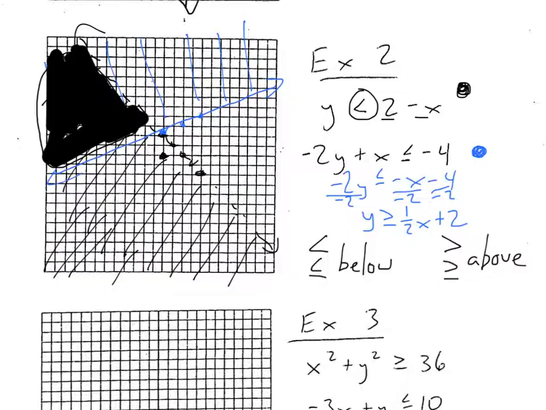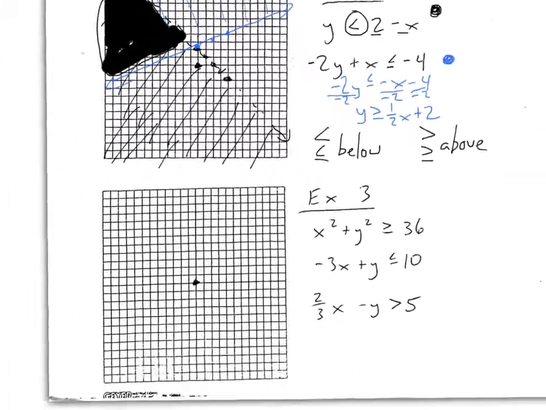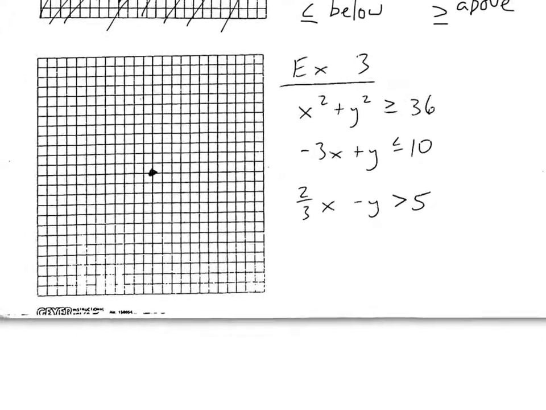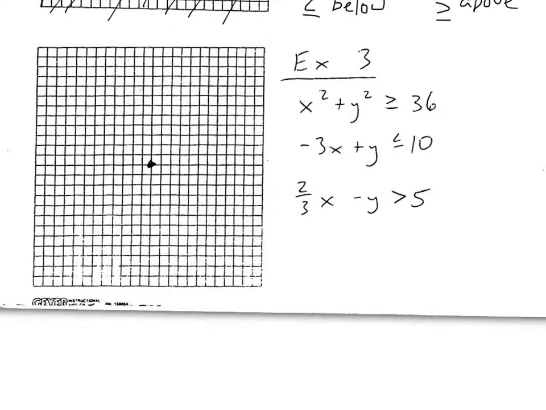All right. Let's jump down to example 3. So now we have 3 of them. Okay. Well, take a look at the first one. This is where some of our previous knowledge is going to have to come into play. Think about what that equation, if it was an equal sign, would graph as. We've graphed these before, first semester. Think about what that would be.